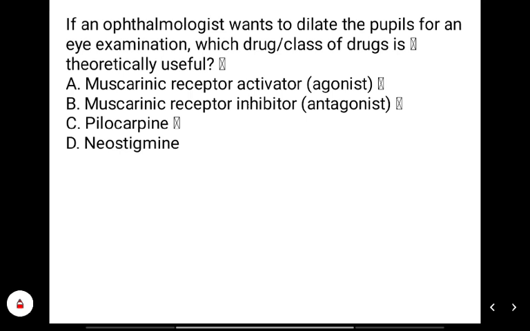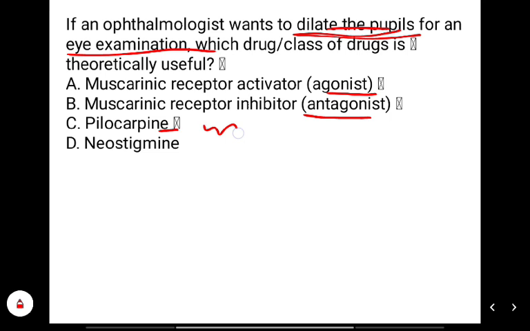If an ophthalmologist wants to dilate the pupil, okay, this is an important question for an eye examination, they are often using it. Which drug class is theoretically useful? Now you can see muscarinic agonist, antagonist, pilocarpine and neostigmine. Now muscarinic agonist, example pilocarpine, contract the circular smooth muscle in the iris sphincter and contract the pupil.